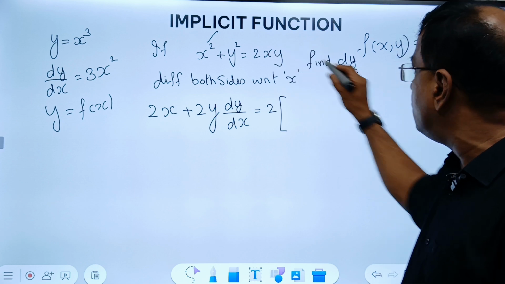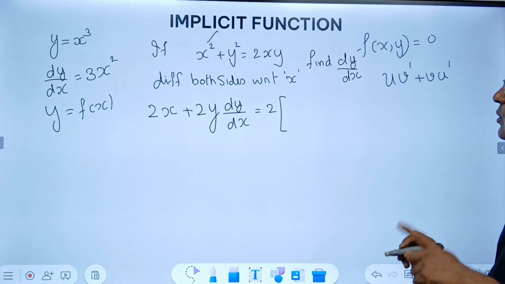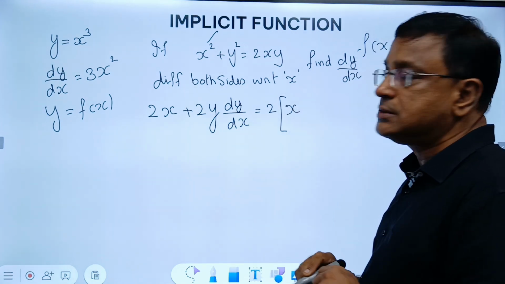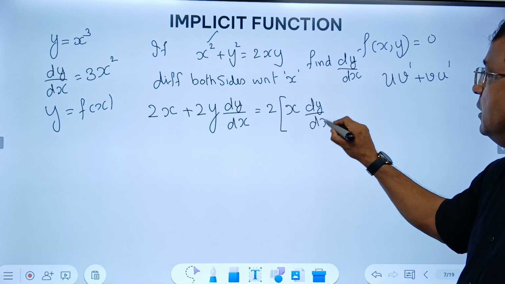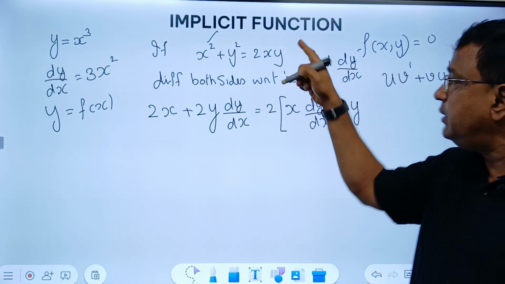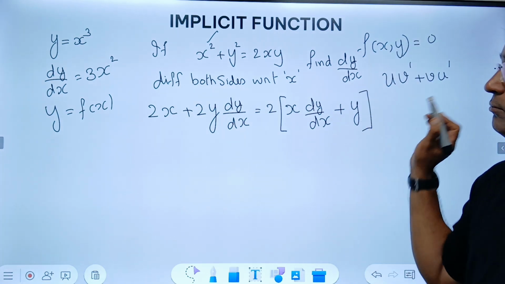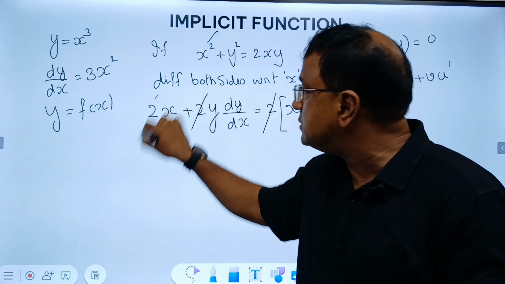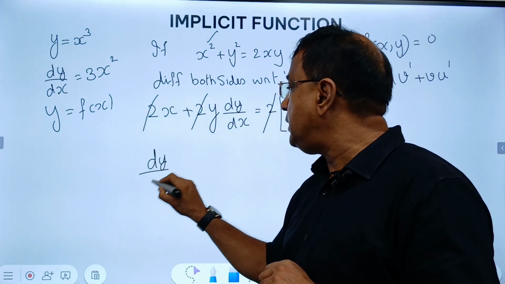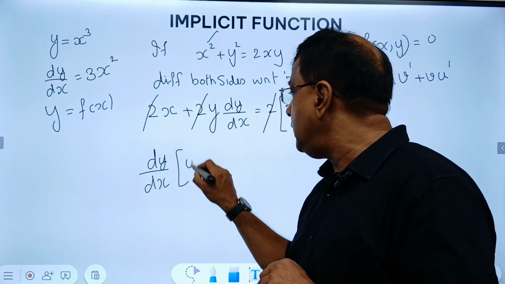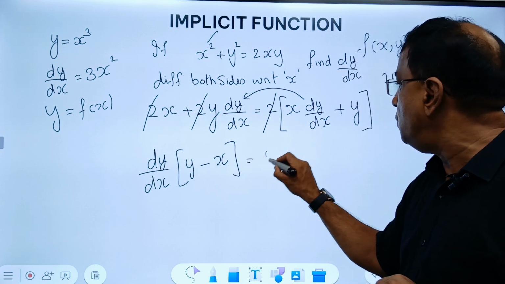Now I am going to use the product rule. What is the product rule? u v dash plus v u dash, correct? Now u is what? u is x. What is v dash? Differentiation of y is dy by dx, plus y into, that is v into, what is differentiation of x? Differentiation of x with respect to x is 1. So it's done. Now 2 is common, I just cancel it. Now I'll bring all dy by dx together. So dy by dx is here. I have y. If I take this to the other side, it becomes minus x equal to y.